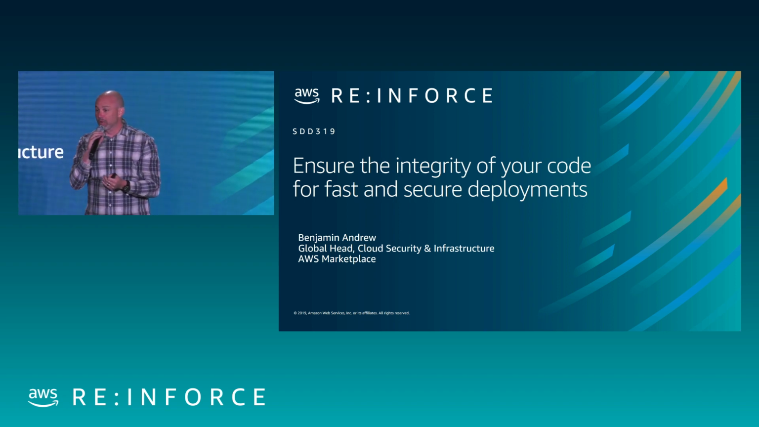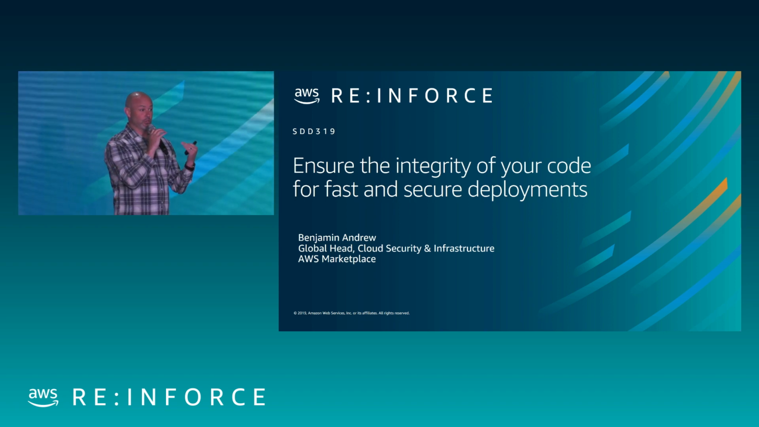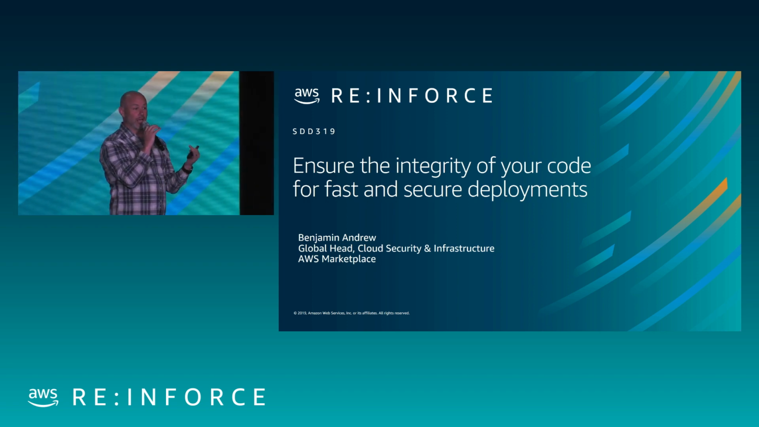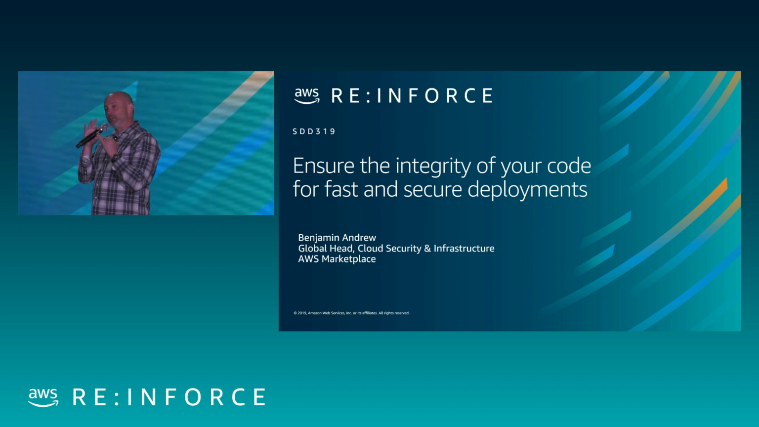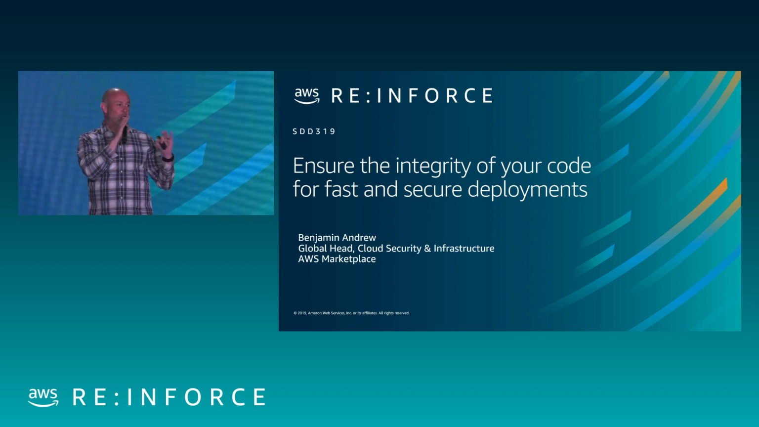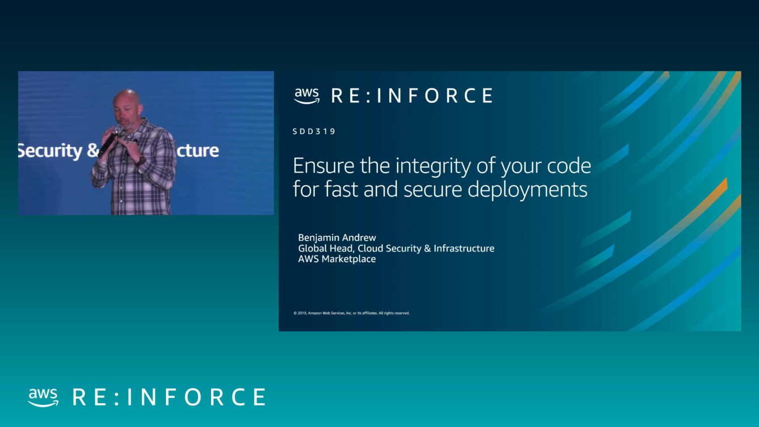If you do a search on Marketplace for firewall, you'll find 185 firewalls. If you search for IDS, you'll find 179 IDS solutions. So we're really looking at how do we make sure that every facet of security has a good solution available for you. So that's what we're going to talk about today: security of the code and the pipeline.